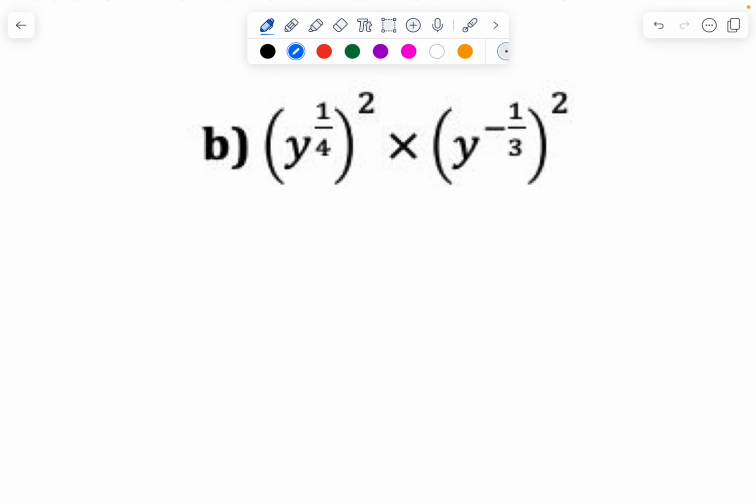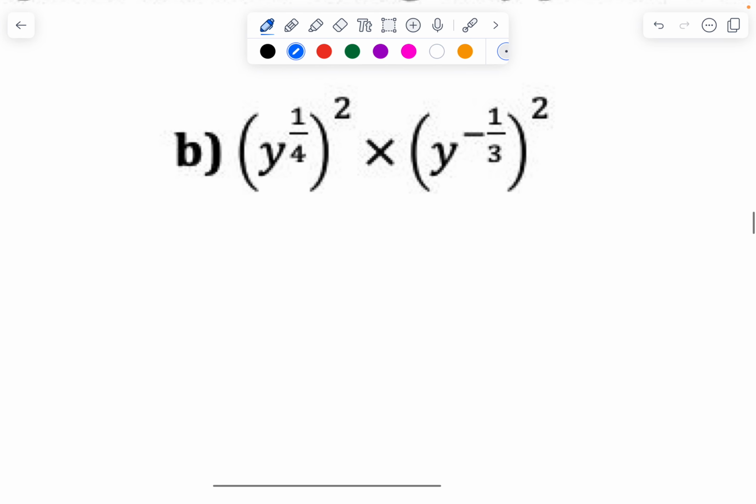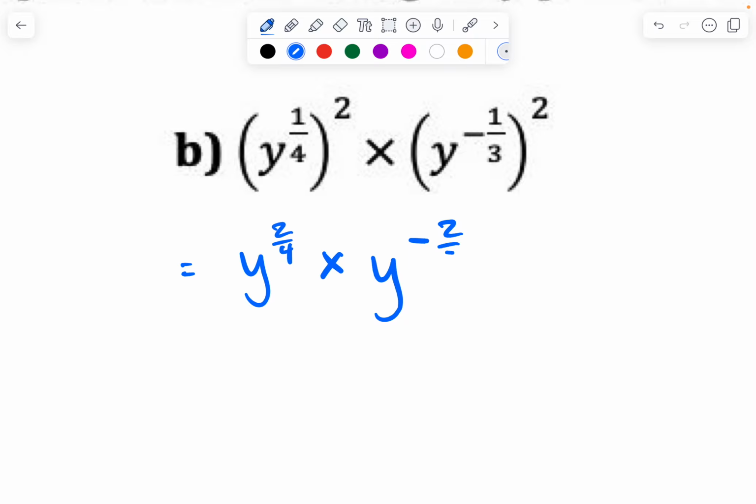Okay, what about b? So this is, I'm going to apply exponent of an exponent. So y to the 2/4 times y to the negative 2/3. Well, when I multiply the same base, I add the exponents. So this is going to be y to the 2/4 plus negative 2/3.